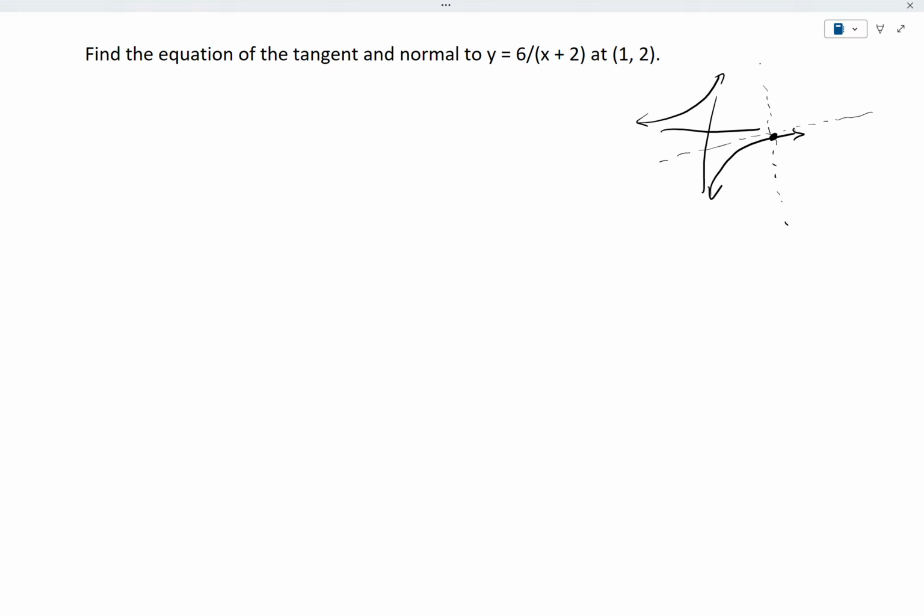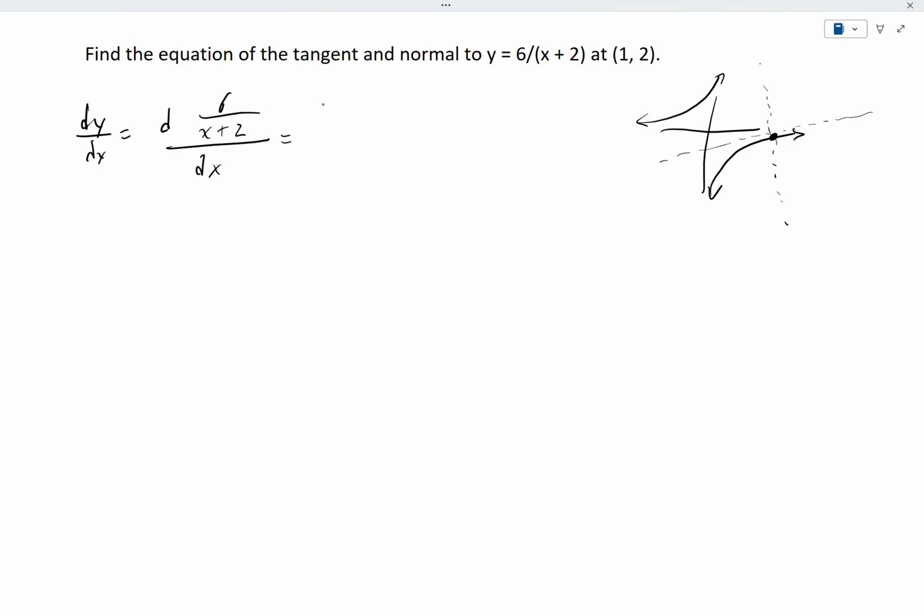So for the equation of the tangent, we know that the tangent has the same slope as the curve at that point. So what is the slope of the graph at that point? Well, we can take the derivative of the graph and figure out what the derivative is equal to at (1, 2), and that'll be the slope of our tangent line. So we're going to take dy/dx, so that's d/dx of 6 over x plus 2. This is just a quotient rule problem.